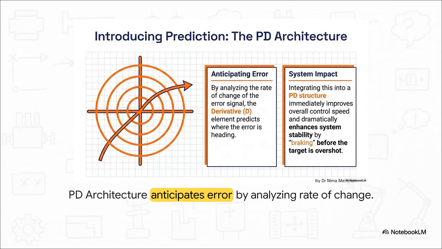To solve that blindness, we introduce prediction via the PD architecture. By analyzing the rate of change of the error signal, the derivative, or D element, predicts exactly where the error is heading. It is literally anticipating error. The system impact here is immediate. Integrating this into a PD structure improves overall control speed and dramatically enhances system stability. It does this by applying a powerful braking effect right before the target is overshot.